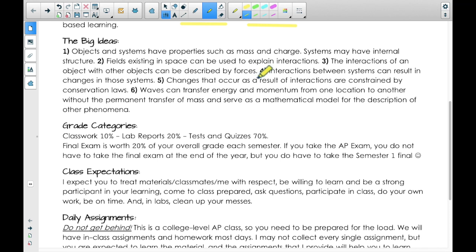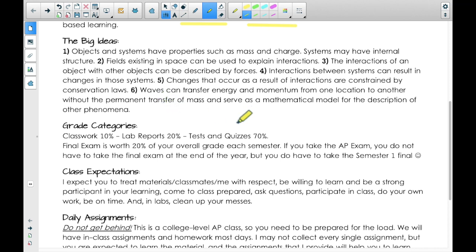Number 4, interactions between systems can result in changes in those systems. So you have 2 systems and they collide, things might change. Changes that occur as a result of interactions are constrained by conservation laws. So we have conservation of energy, we have conservation of momentum. Those are both very large concepts in this class. Waves, number 6, waves can transfer energy and momentum from one location to another. This concept actually, they've cut out. We don't do waves in this class anymore, so I think this last big idea isn't really pertinent to our class anymore.